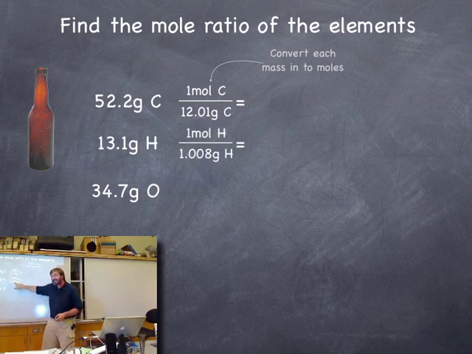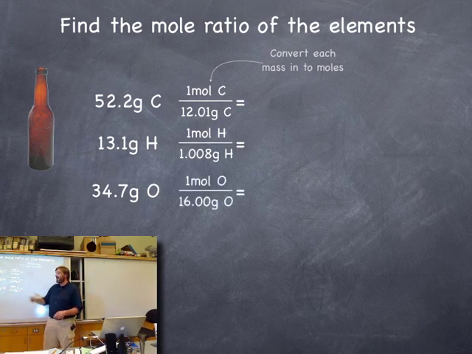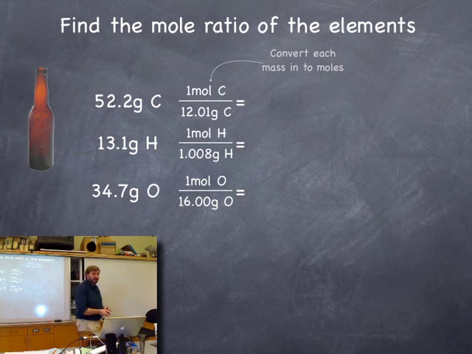Notice it's a different mass because different atoms have different masses for the same number. 1 mole is a certain number of atoms. Okay? And we do that for the oxygen as well. So, each element is converted into moles.